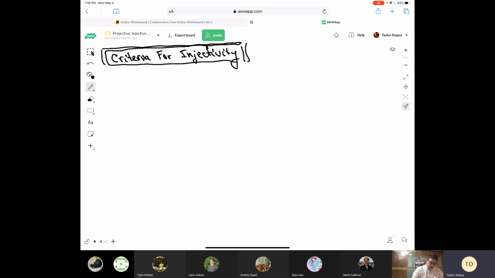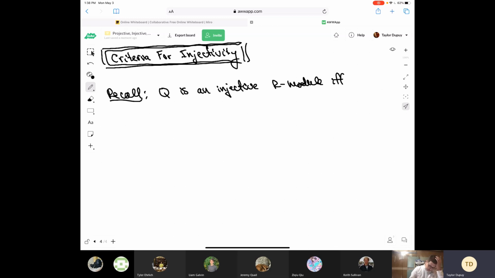Okay, so recall that Q is an injective R module if and only if, mod R, so what was it? It's that if I take injections, they're going to surjections. So we need to check that injections go to surjections.